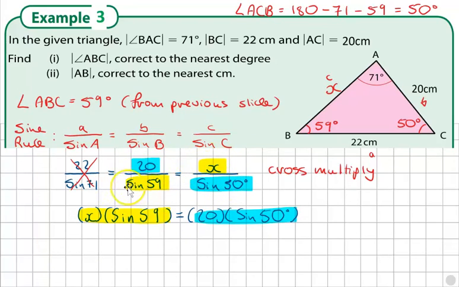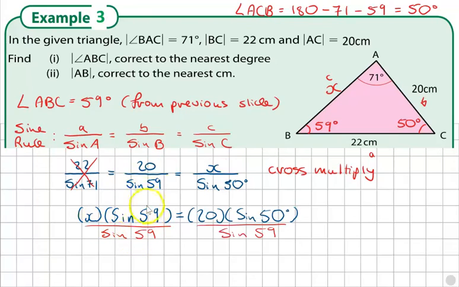So x times sine 59 is equal to 20 times sine 50. So we want to solve for x, get x on its own. So we're going to divide both sides by sine 59. Because if we divide by sine 59 here, anything divided by itself is 1. So technically you get 1x on the left-hand side of the equals. But what we do to the left, we do to the right. What we do to the right, we do to the left. So we have to divide by sine 59 on the right-hand side as well. So dividing by sine 59 cancels out all the signs on the left.